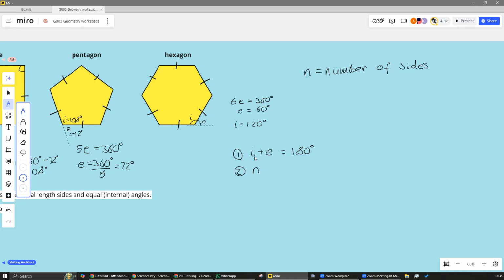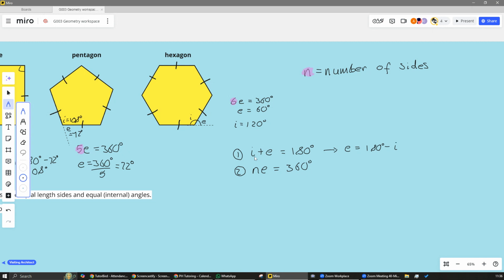So if I were to, maybe let's use a highlighter, then that would be 6 in this case and 5 in this case. So we can say that n times E is equal to 360 degrees. So we can actually combine these equations. With the first equation, I can rearrange it by subtracting I from both sides. And then I have what E is. I've got E as the subject. And I have E is equal to 180 degrees minus I.